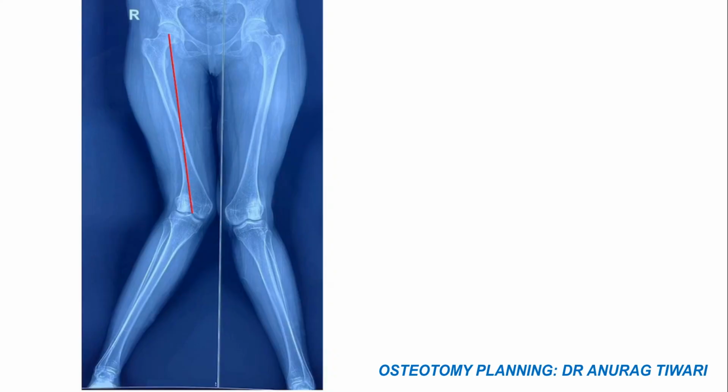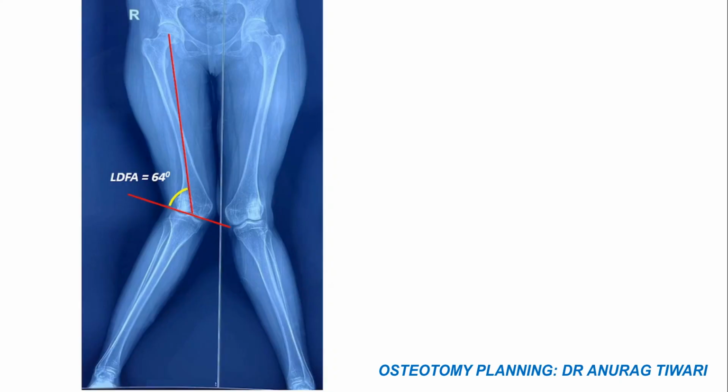The mechanical axis of the femur is from the center of the hip to the center of the knee, and you will draw another line, that is the distal femoral joint line. So this angle which is being made on the lateral side is the lateral distal femoral angle, that is LDFA. So this is LDFA, the value here in this case is 64 degrees.